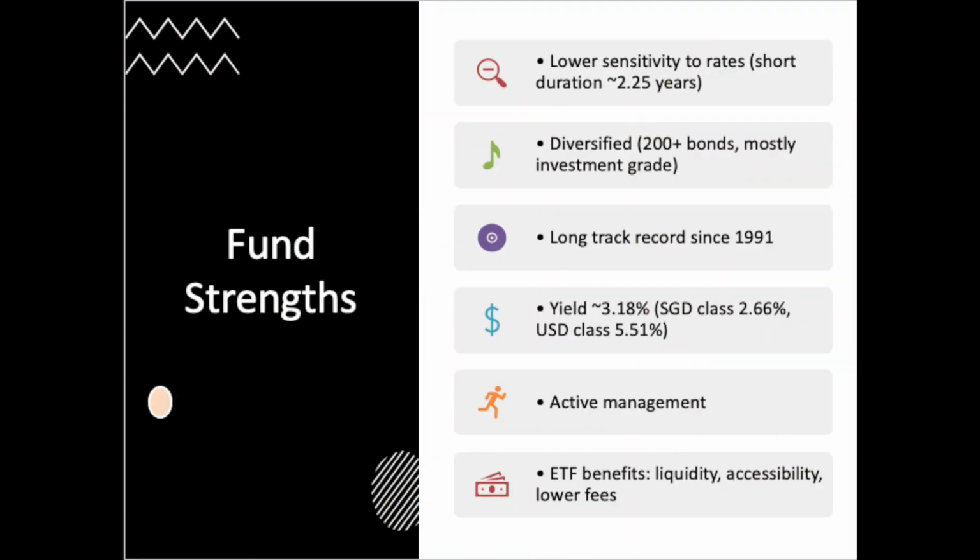How do its specific features, short duration, active management, being an ETF, actually play out? Let's talk strengths and then the potential downsides. All right, this is where the specifics really matter. Let's start with the pros, the strengths.